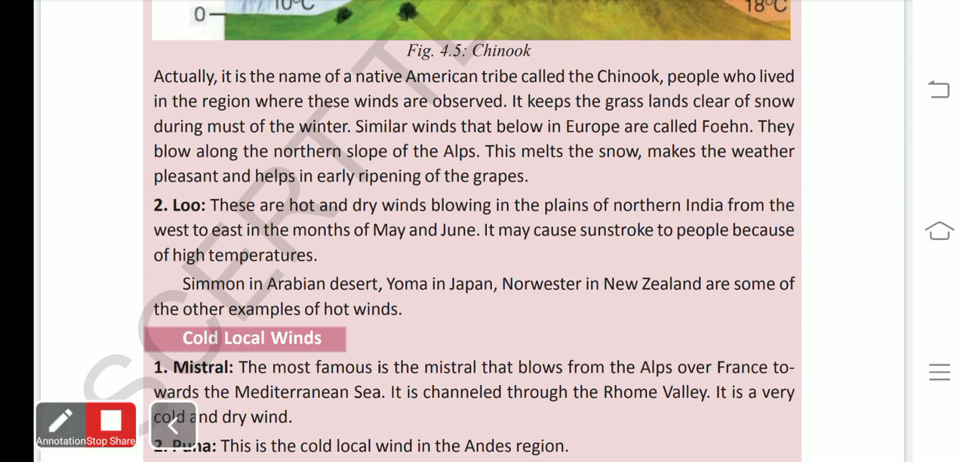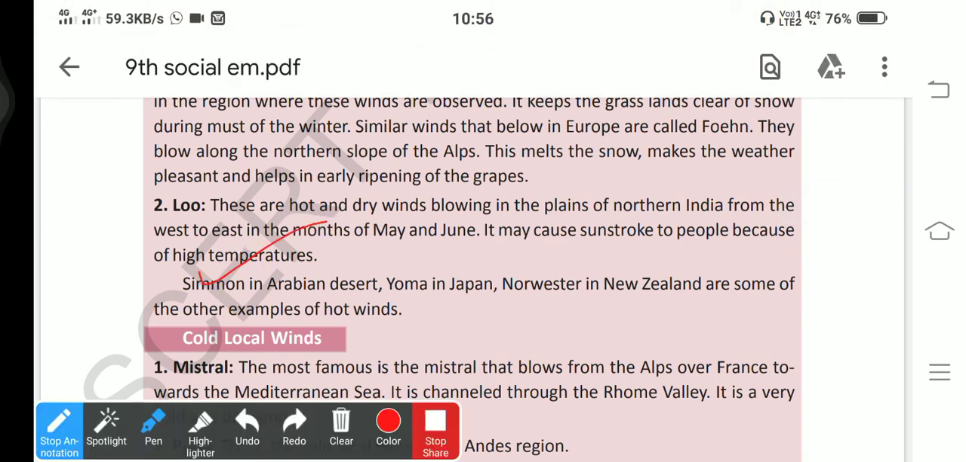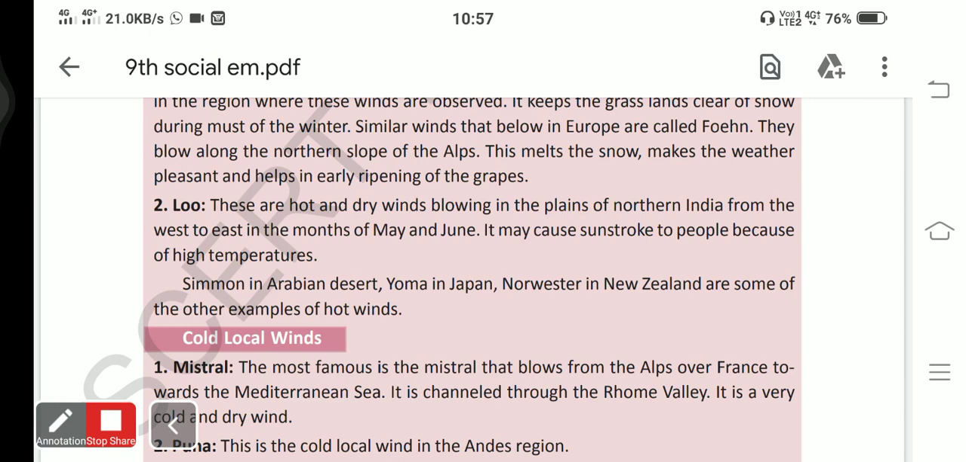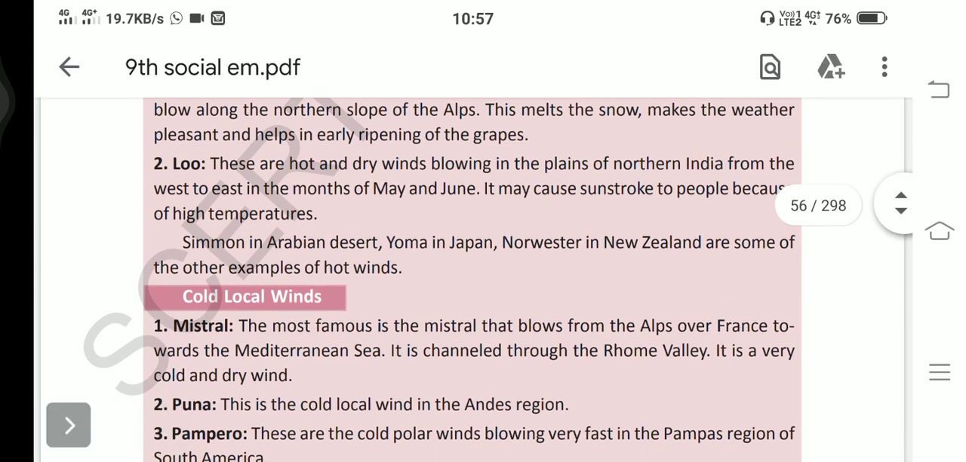Then there are some other hot winds which blow in different parts of the world. Simoom is a hot wind blowing in the Arabian desert. Yoma is a hot wind blowing in Japan. Understand? Nor'wester is a hot wind blowing in New Zealand. These are some examples of hot winds, my dear students. Three minutes left. So next are cold winds.